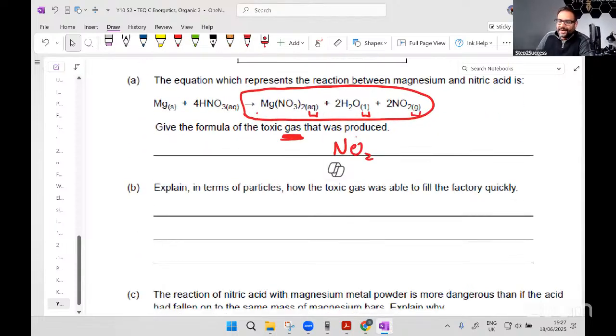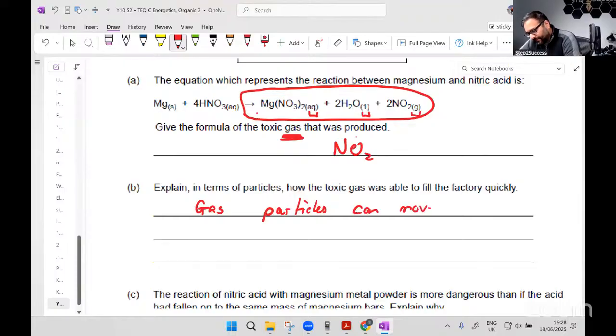Explain in terms of particles how the toxic gas was able to fill the factory quickly. This is testing your knowledge really of solids, liquids, and gases. What do gas particles do compared to solid particles? Particles in a solid, they don't move, do they? They stay in a fixed arrangement, or they move very little. They don't spread out. Whereas in a gas, the particles move. So I want to say that gas particles can move, so a gas can therefore fill up a space very quickly. You don't want to say spread out.